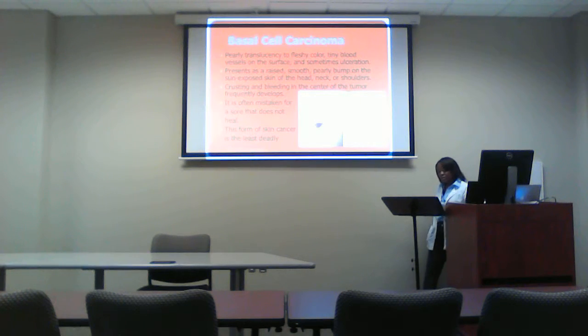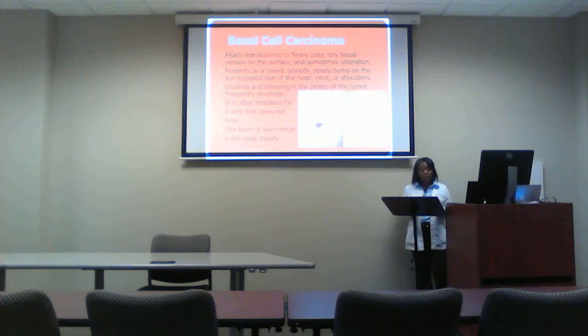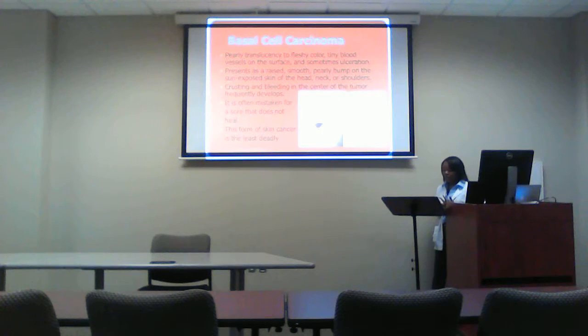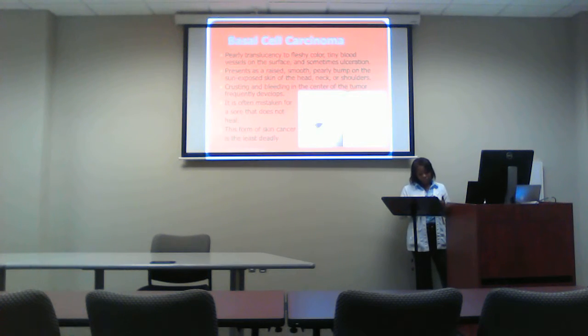In basal cell carcinoma, you will find a pearly translucency to fleshy color, tiny blood vessels on the surface, and sometimes ulceration. It may present as a raised, smooth, pearly bump on the sun-exposed skin of the head, neck, or shoulders. Crusting and bleeding may develop in the center of the tumor. It is also mistaken for a sore that does not heal. This form of skin cancer is least deadly.